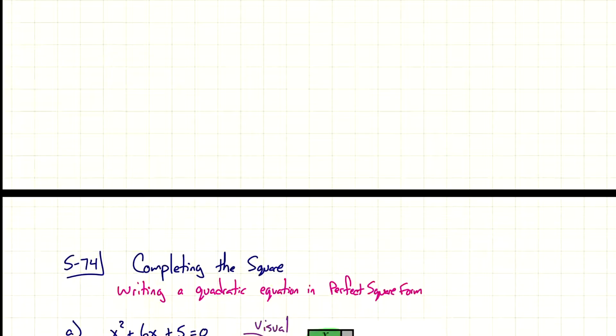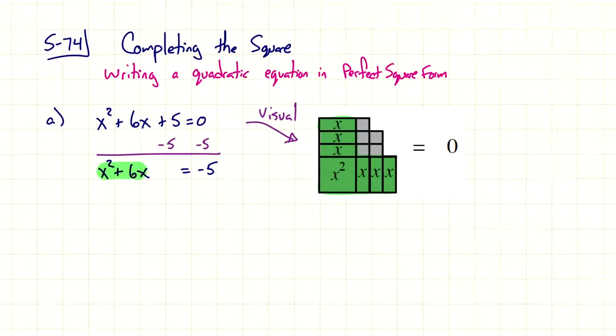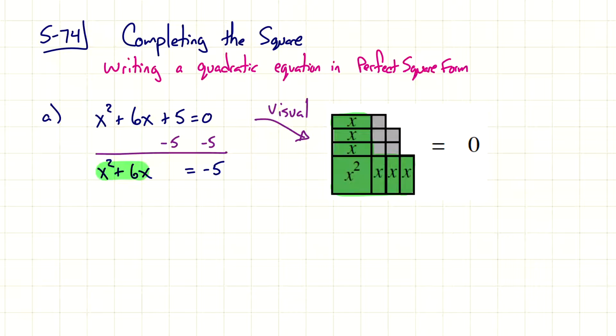All right, so let's look closely at this again. Completing the square, this name, really means writing a quadratic equation in perfect square form. So that's why it's important for you to know what perfect square form is. Our goal is to get there. Completing the square is like taking a picture, a diagram, and saying, oh, there's missing pieces, but I want to make it a complete square, even though it's not one already. If it is, then that would make things even easier for us.